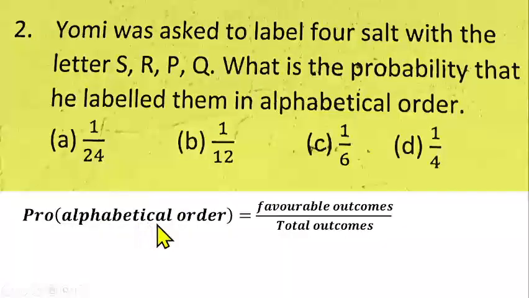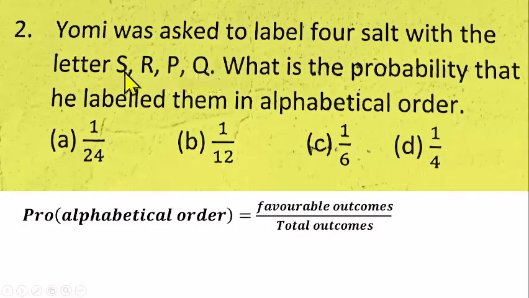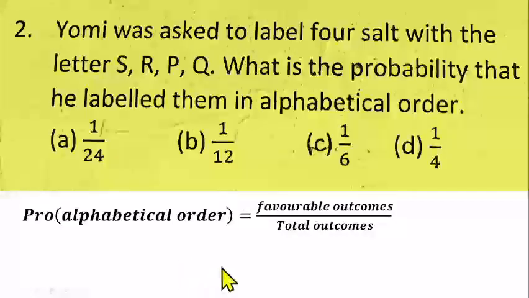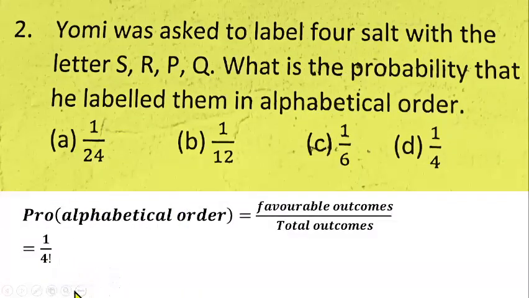The probability will be the favorable outcome over the total outcome. Total outcome is how many ways you can arrange these labels. That will be 4 factorial. Then the probability of labeling in alphabetical order can only be done in one way. So that will be 1 out of 4 factorial. And you know how we got 4 factorial.